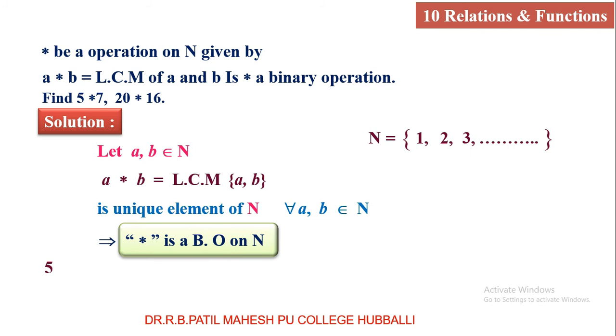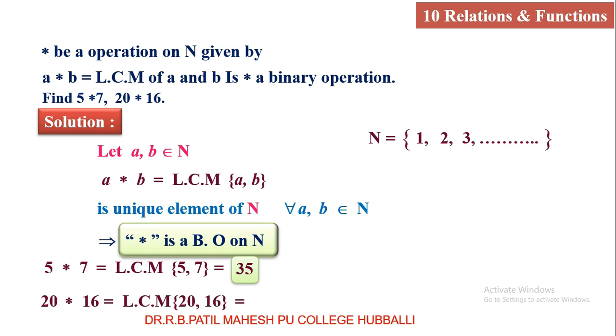So let me take two elements, 5 star 7, because the question is to find 5 star 7. So 5 star 7 is equal to the LCM of 5 and 7, that is 35. The answer for 5 star 7 is 35. Remember, 20 star 16: the LCM of 20 and 16 gives us 80. So this is the answer for 20 star 16. These are very important for just 1 mark questions, students.